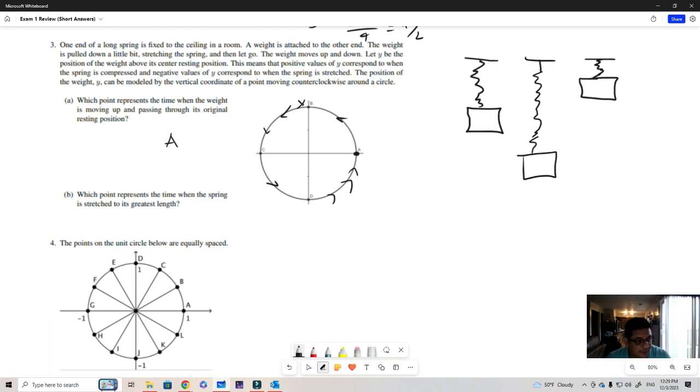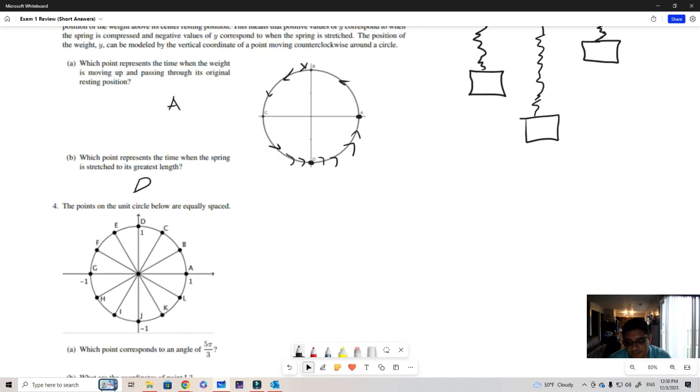Then, which point represents the time when the spring is stretched to the greatest length? Notice that this is a stretching down, so it's going to be on the negatives. The negatives are here, and so of course the maximum point of negative is going to be this point D. Now, this is just an application of this.